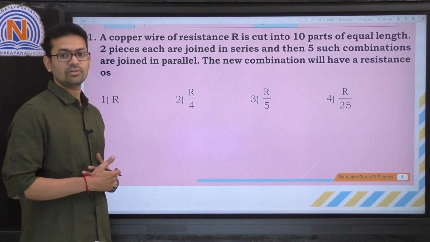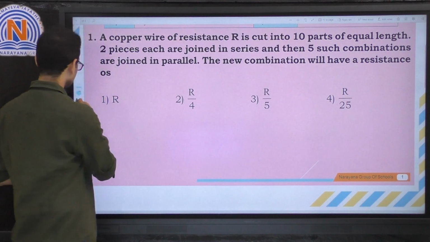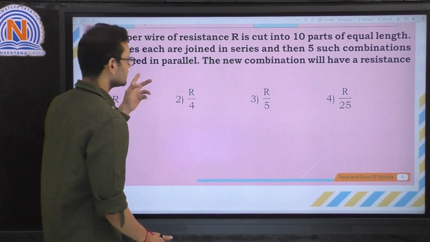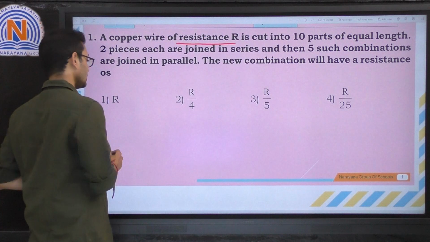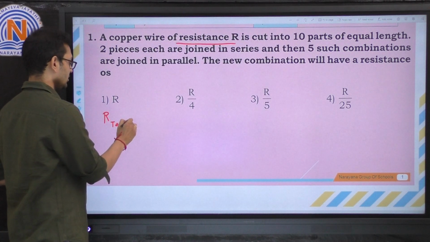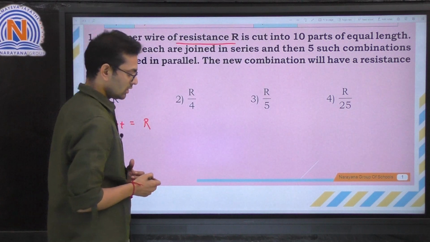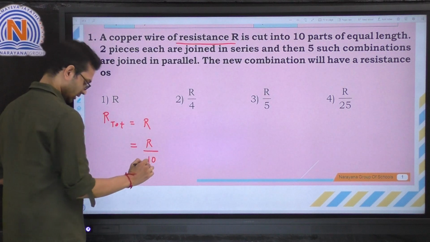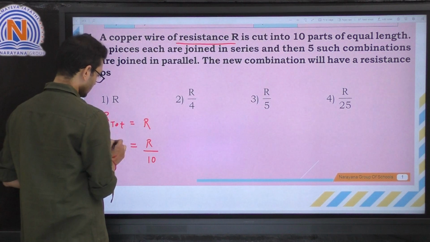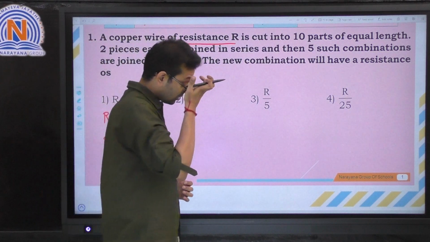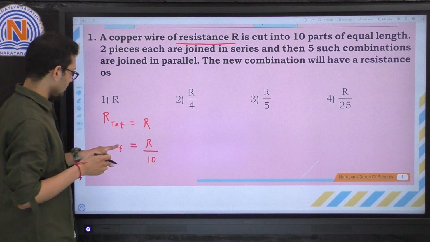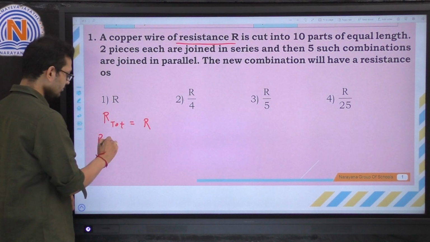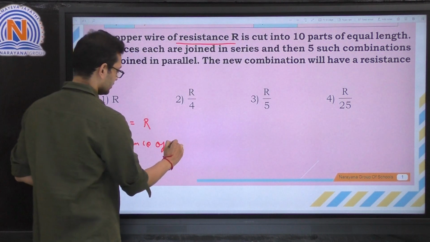So the new combination will have a resistance of... whenever they ask you this kind of situation, you could take it like this: the total resistance R total is equal to R, cut into 10 pieces, so each piece has a resistance of R by 10. I'll write it over here: resistance of each piece.